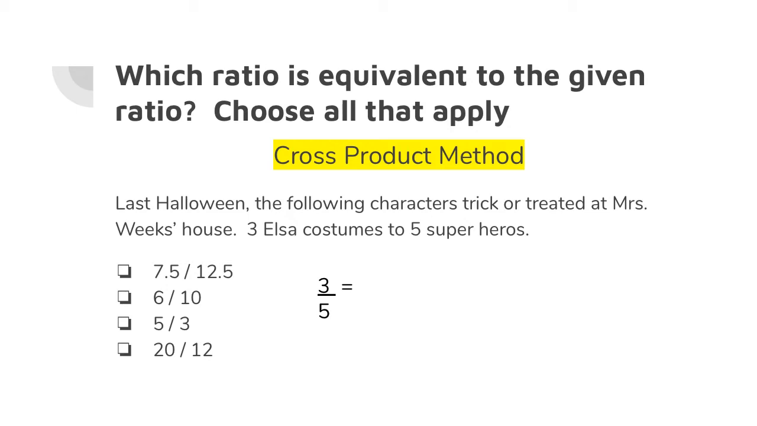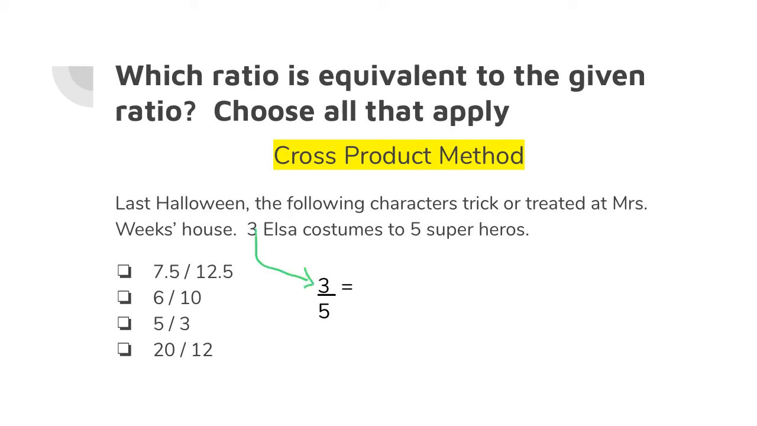If you like this method, you can use it all the time. If it's not your favorite, that's fine. We have one other method to try. So here's the problem. It says, last Halloween, the following characters trick-or-treated at Mrs. Weeks' house. We had 3 Elsa costumes and 5 superheroes. And we have 4 answer choices.